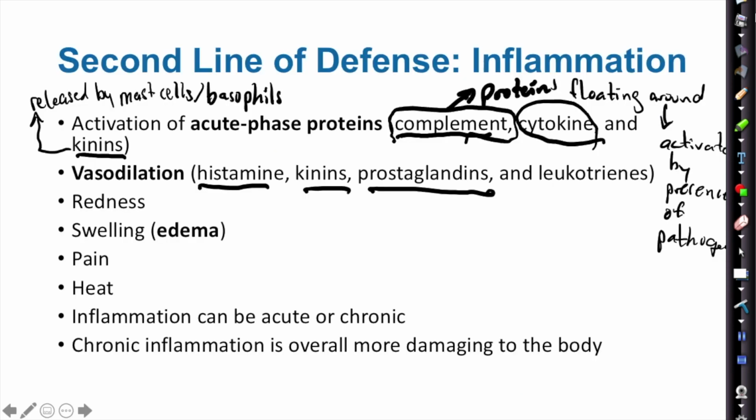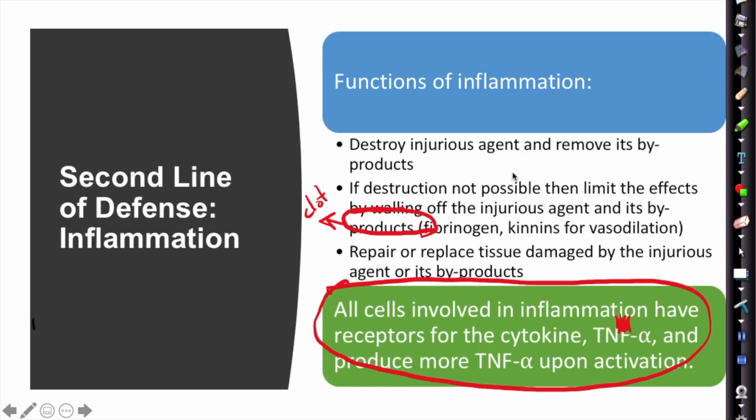What I should say is the complement here are proteins floating around. These are activated by the presence of the pathogen. So inflammation destroys the injurious agent by removing its byproduct. We can, if destruction is not possible, limit the effect by walling off the injurious agent. So then we will use fibrinogen to create a clot, so that you can't move past the clot.